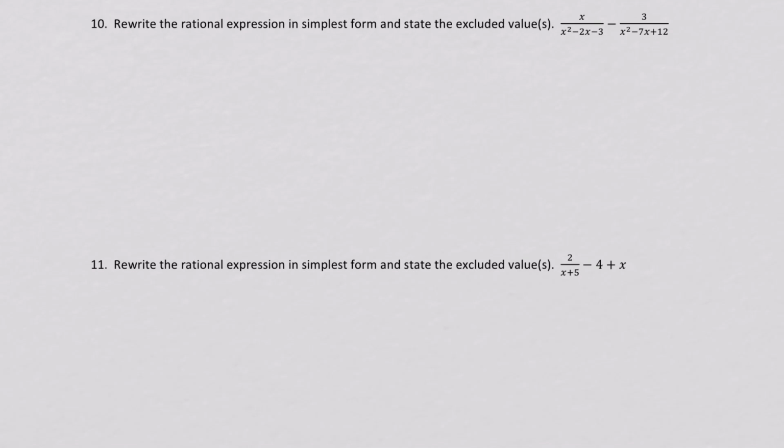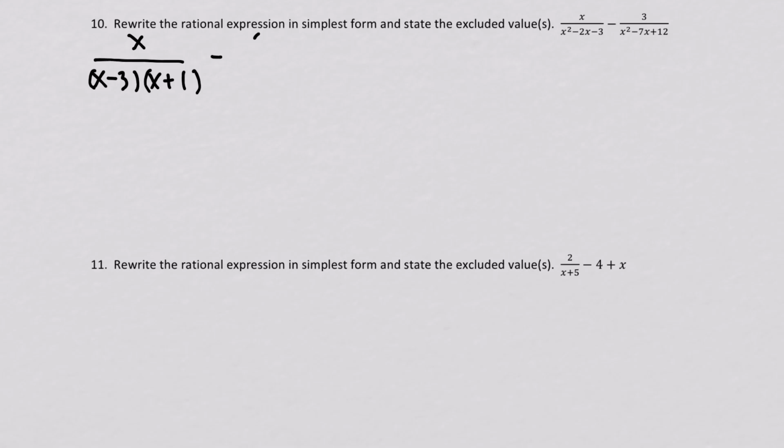Okay, number 10, rewrite the rational expression in simplest form and state the excluded values. Basically telling me to subtract these two. Okay, so here we go. It's going to be x over, every time you get one of these problems, factor, factor, factor. I'm going to go ahead and factor. It's going to be x minus 3, x plus 1. You know how to factor that.